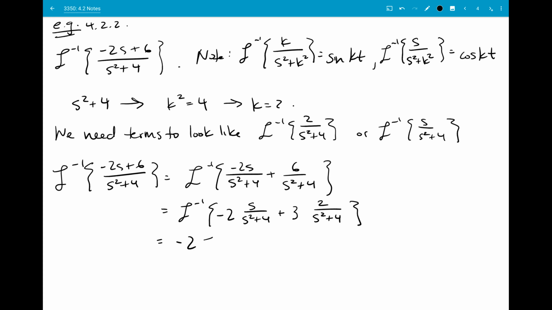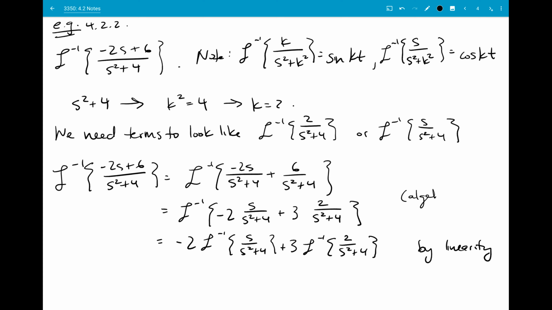And so by linearity, that's going to be minus 2 L inverse of s over s squared plus 4 plus 3 L inverse of 2 over s squared plus 4, by linearity. These steps right here were just algebra. And so from our inverse Laplace transform table, we know that this is going to be minus 2. L inverse of s over s squared plus 4 is just going to be cosine of 2t. Plus 3 L inverse of 2 over s squared plus 4 is just going to be sine of 2t. And that would be our answer.